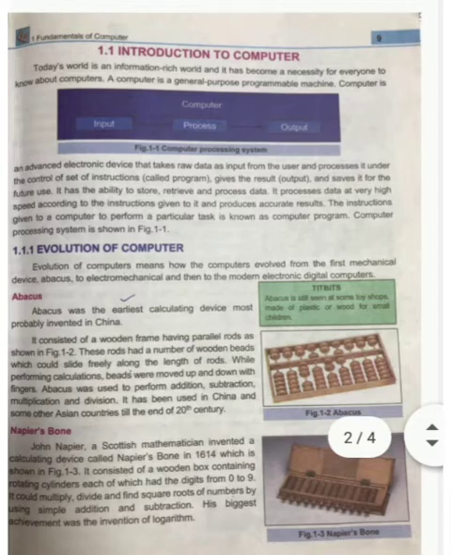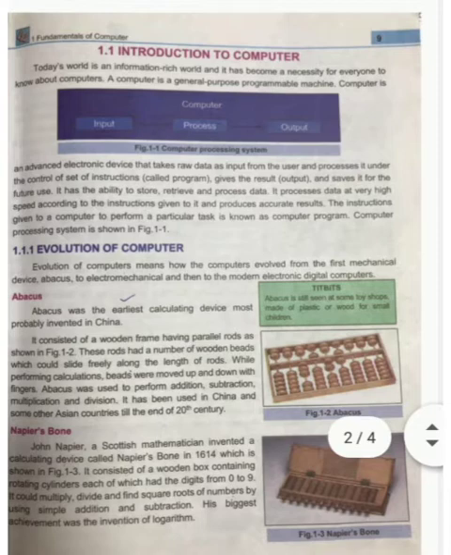So students, basically the abacus was used for performing calculations: addition, subtraction, multiplication and division, and it was used in China and some other Asian countries until the end of the 20th century. So students, next one is Napier's bones.